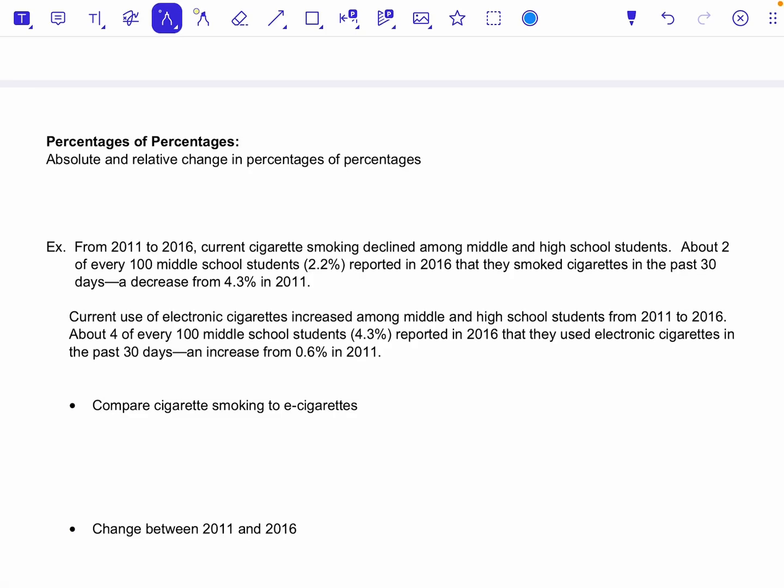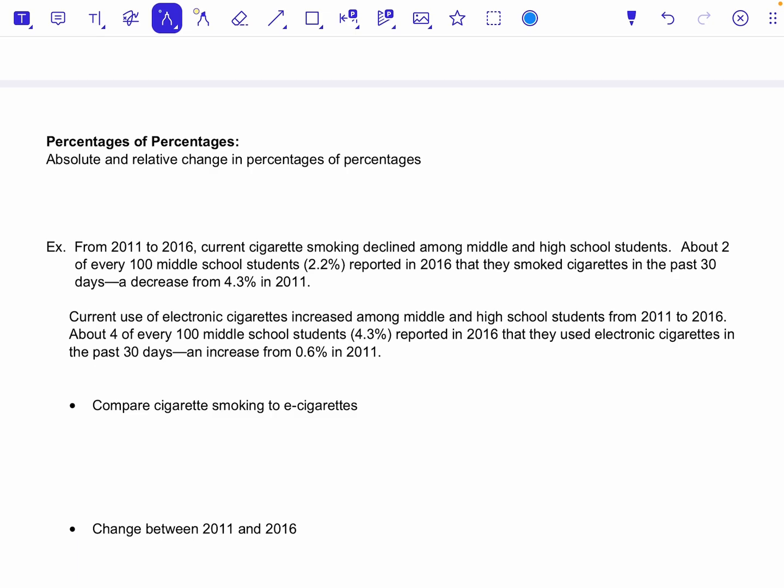This video is going to focus on percentages of percents. So many percents, but we want to make it less confusing. The reality when we look at absolute and relative change is we're still using the same formulas we've been using this whole lesson. The difference is the numbers we're dealing with are percentages.